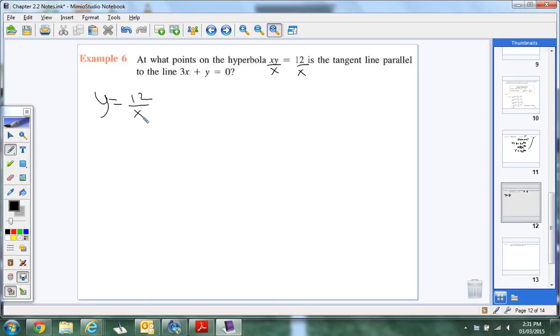Okay, and it's going to be a little bit backwards, because we have to remember what parallel means. So I'm also going to move this over. We want y equals negative 3x. That's the slope we're looking for, right? Negative 3. So we're looking for parallel, so stay with me.